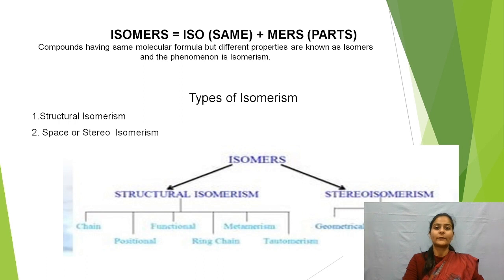Isomerism is further classified into two types, structural isomerism and stereoisomerism. Structural isomerism is further classified into 6 categories: chain isomerism, position isomerism, functional isomerism, ring chain isomerism, metamerism, and keto-enol tautomerism. Similarly, stereoisomerism is also classified into 2 categories, geometrical isomerism and optical isomerism. Now we will discuss structural isomerism first and then stereoisomerism.